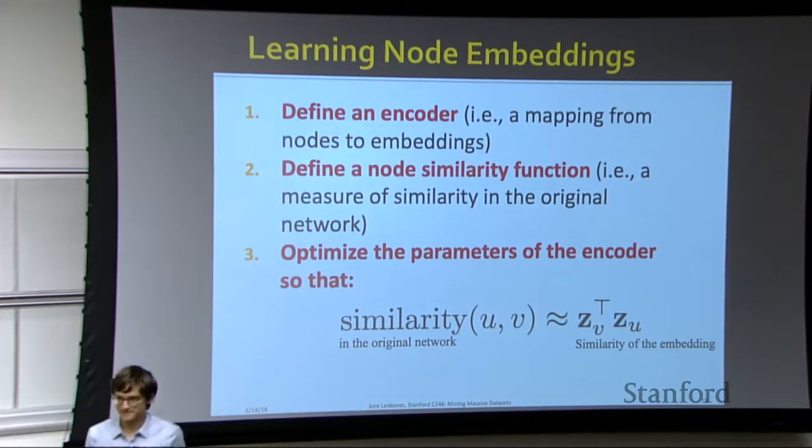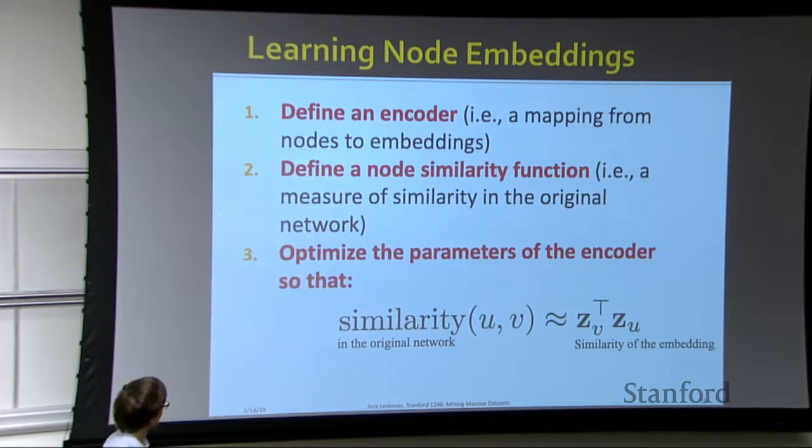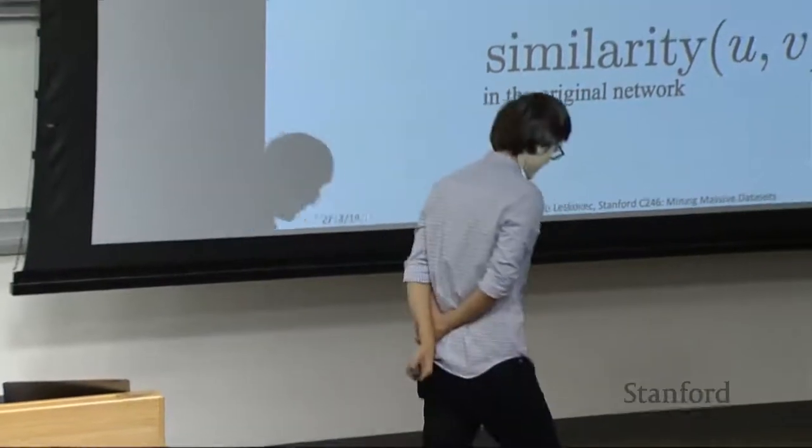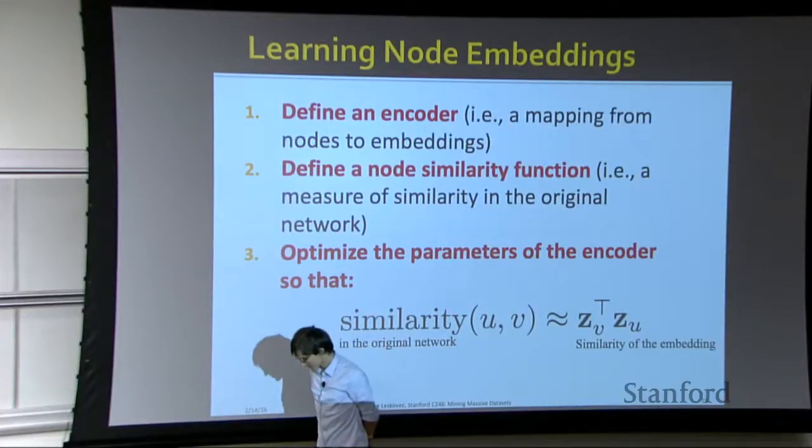Yes? I'm assuming we normalize somehow the z vectors so that a really large z vector wouldn't overpower dissimilar vectors. The question is, do we normalize z vectors?